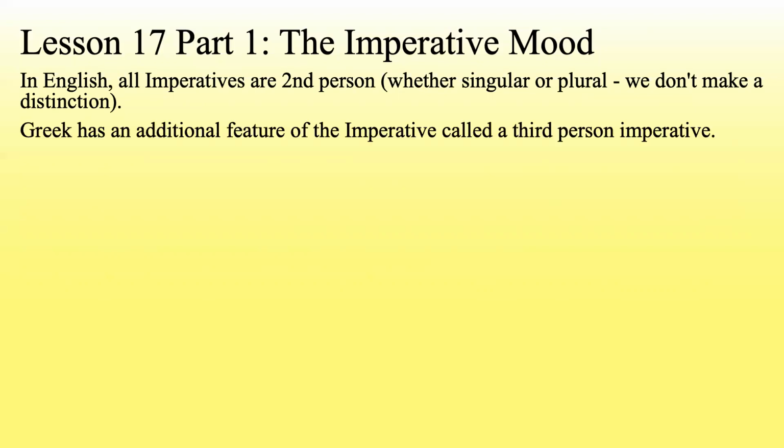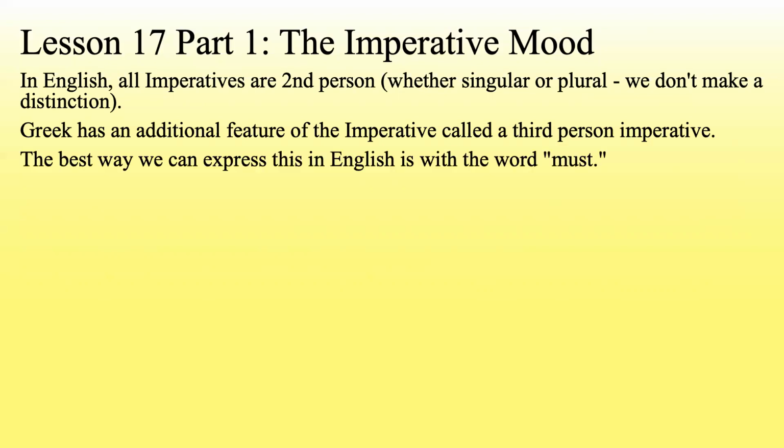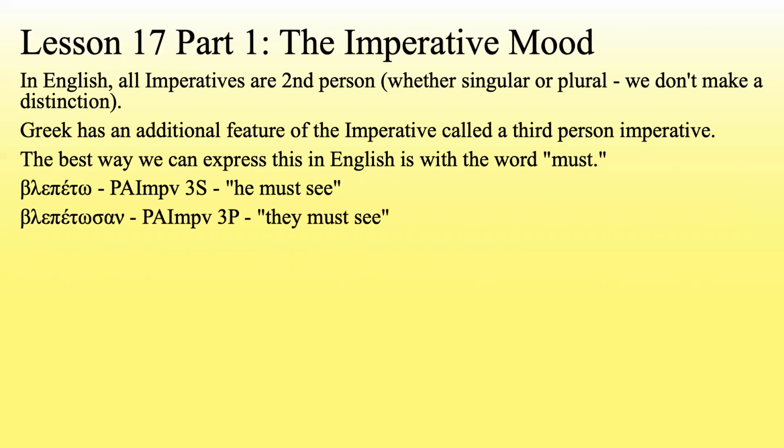Greek has an additional feature of the imperative called the third person imperative. The best way we can express this in English is with the word must. So for example, blepeto is present active imperative third singular. He must see. Or blepetosan, present active imperative third plural, they must see. Now, in Old English, like you'll see in the King James, you'll see the word let in there, like let him see or let them see.